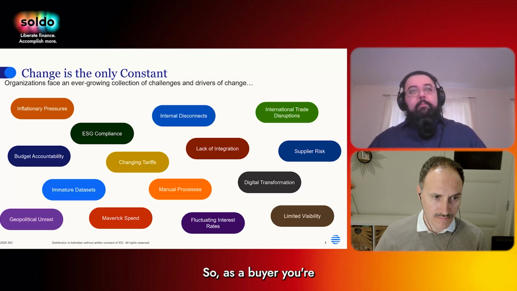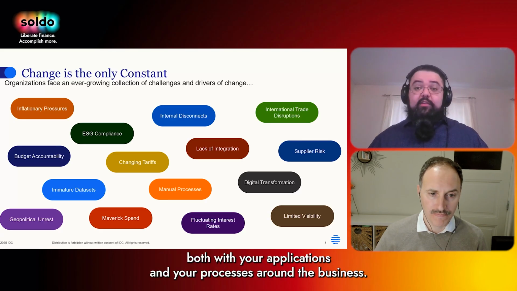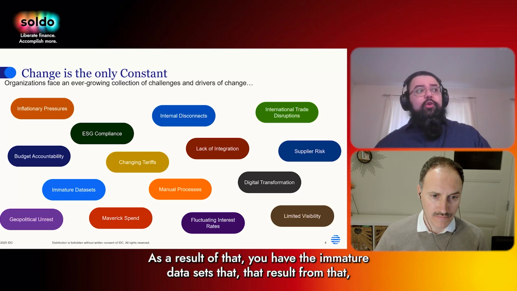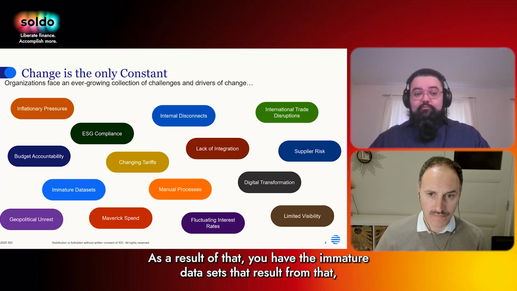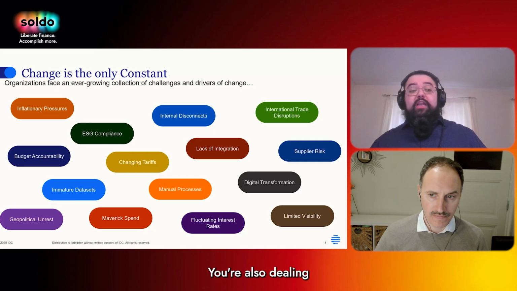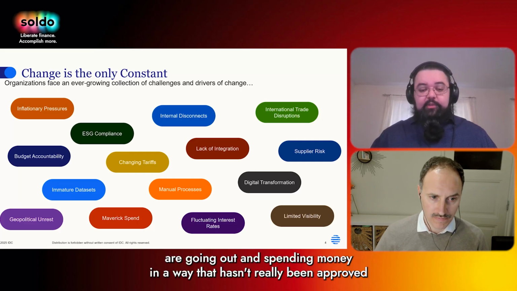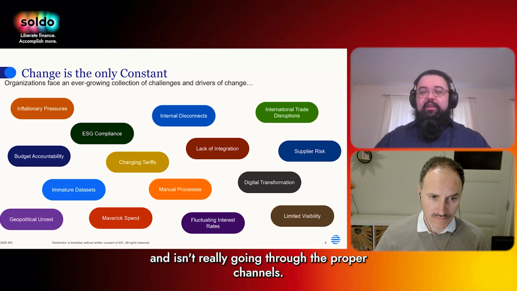So, as a buyer, you're dealing with those internal disconnects and lack of integration, both with your applications and your processes around the business. As a result, you have immature data sets, not having the full visibility that you need of what's happening in the organization. You're also dealing with a lot of manual processes and maverick spend, where different teams are going out and spending money in a way that hasn't really been approved and isn't going through the proper channels.